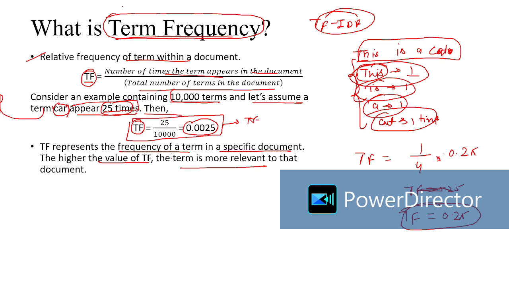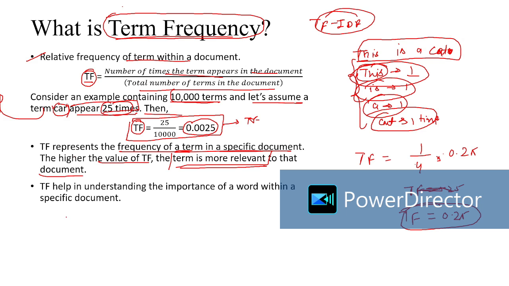The term is more relevant to the document. So this is the intuition behind TF, term frequency. Term frequency helps in understanding the importance of a word, meaning how important that word is to our specific document. So term frequency helps in understanding the importance of a word within a specific document. I hope term frequency is clear to you.